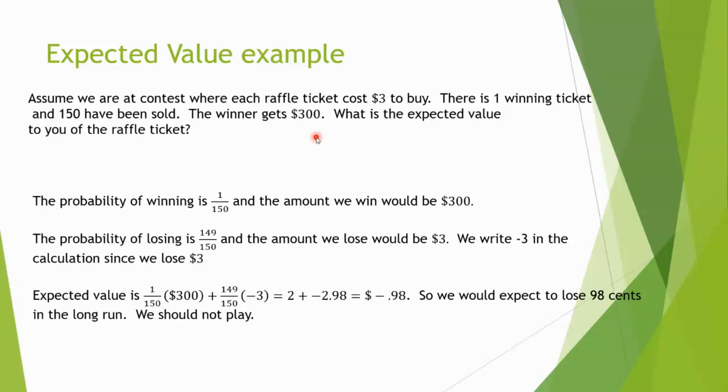Well, what's the probability that we're going to win? The way we win is a winning ticket has to get called. The ticket we have has to be the winning ticket. What's the probability of that? Well, it's 1 out of 150. So the probability of losing would be 149 out of 150. Your ticket does not get called. And the amount we lose would be $3.